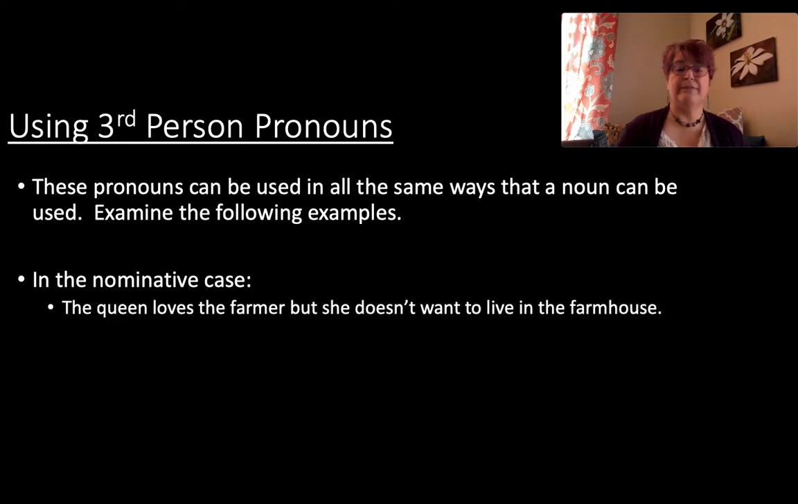The queen loves the farmer, but she doesn't want to live in the farmhouse. The third person pronoun in this sentence is she. Its antecedent is queen. Queen is singular and feminine, and she is the subject of doesn't want to live. So I must have my pronoun be feminine, nominative, and singular, which is why the pronoun form is ea.